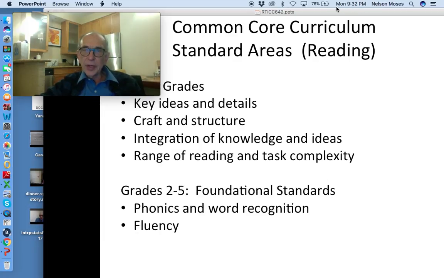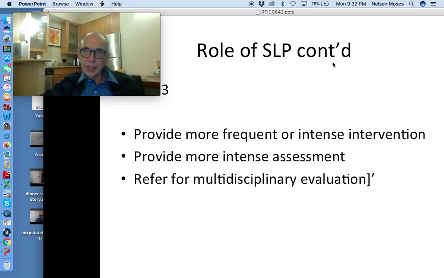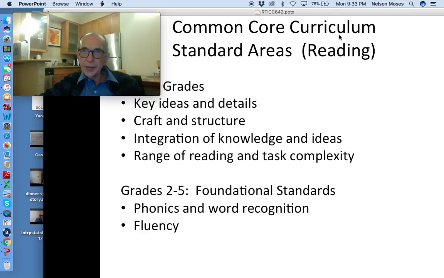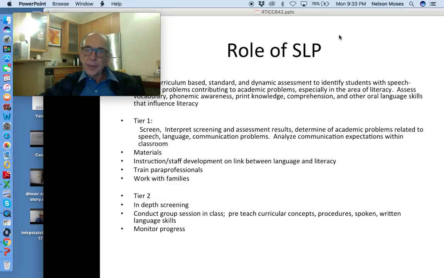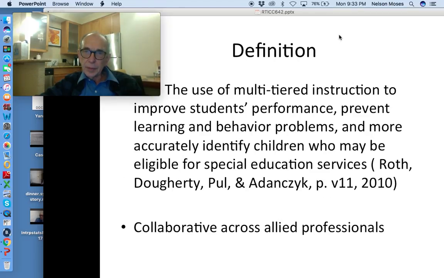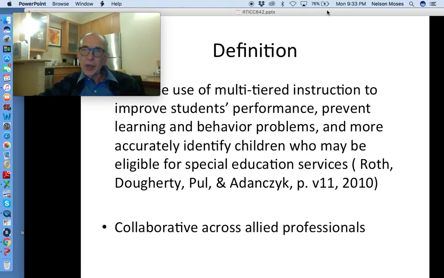I want to say one more thing about RTI. Let me back up to the definition. RTI programs exist for restricted, delimited periods of time, where you assess, treat or teach, and reassess. And the effort, again, is to provide intervention in the classroom.